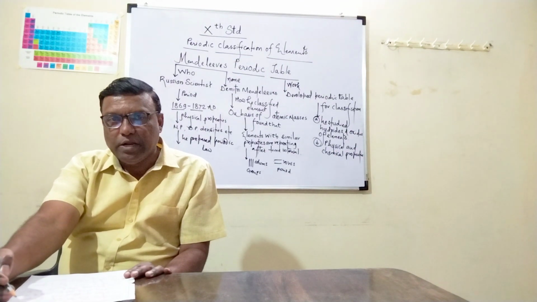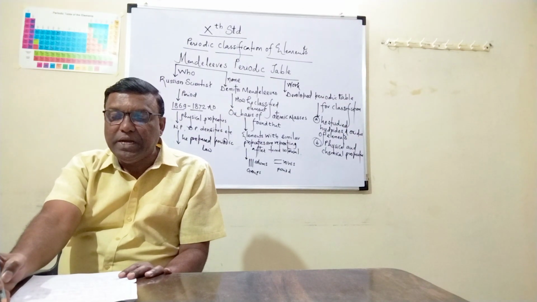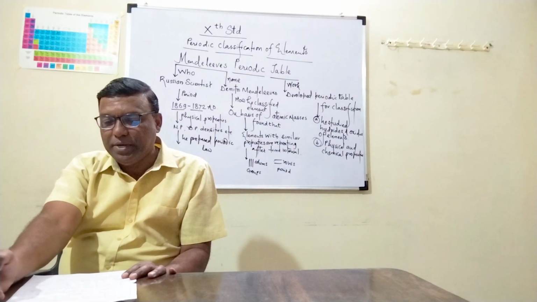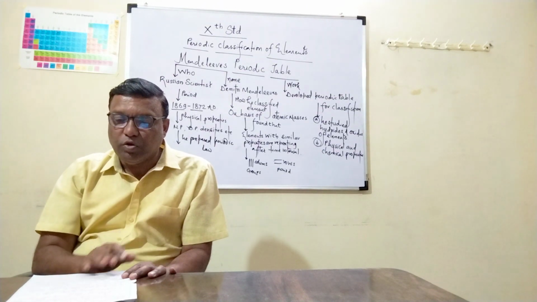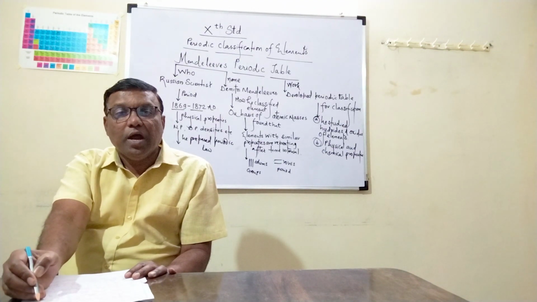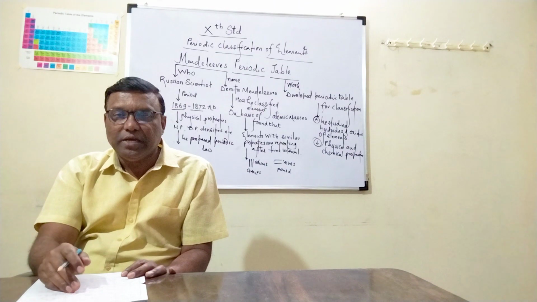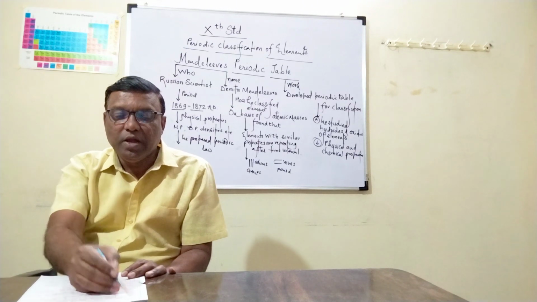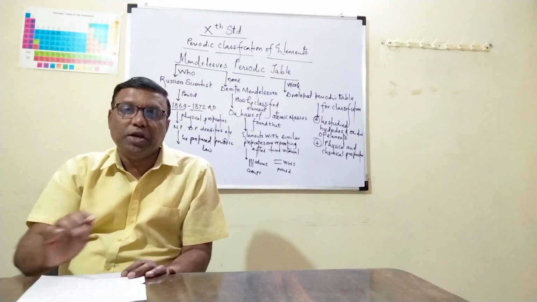After Newlands, because Newlands was the second scientist, Dmitri Mendeleev, the Russian scientist, tried to classify elements. Dmitri Mendeleev arranged a total of 63 elements in his periodic table. This is one of the important things related to Dmitri Mendeleev, that he had arranged 63 elements in his periodic table.